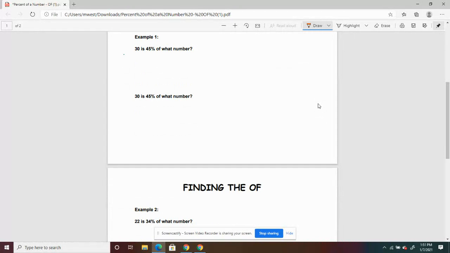30 is 45% of what number? So we have our formula, which is the part over the whole is equal to the percent over 100. So let's set up our formula like this, and we can set up the percent proportion like this all the time because remember, out of the 4, you're going to be given 3 of them.